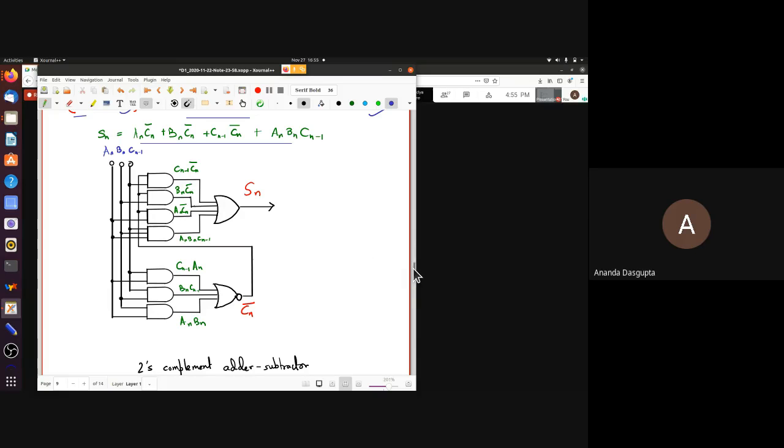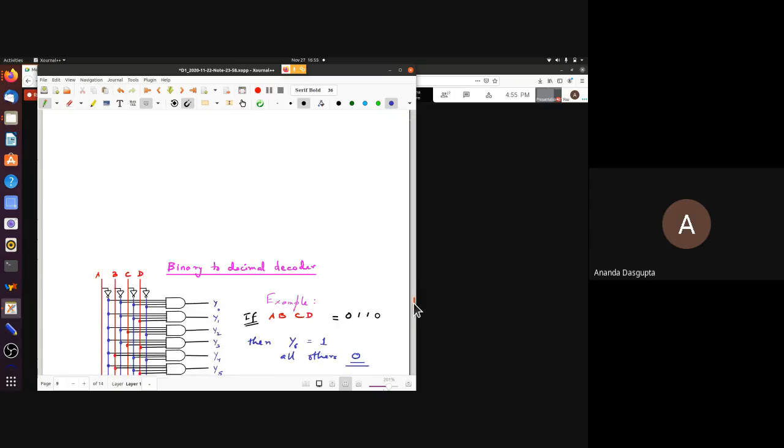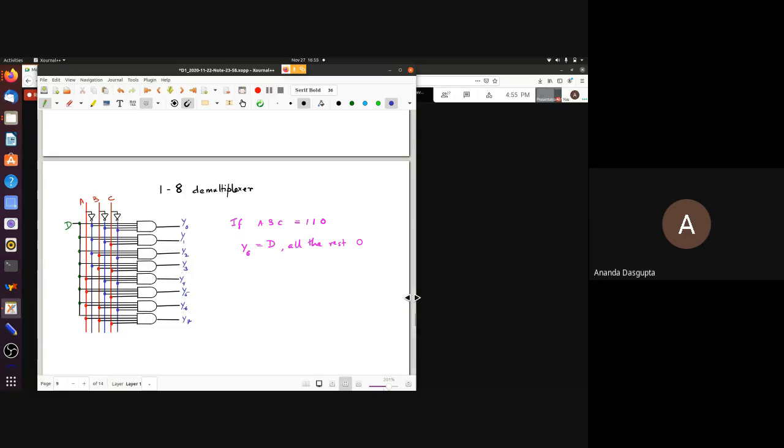Okay, I will just skip the next topic, but go on to talk about 2 very important circuits. One is called a demultiplexer, the other is called a multiplexer. Let me just magnify this a bit.